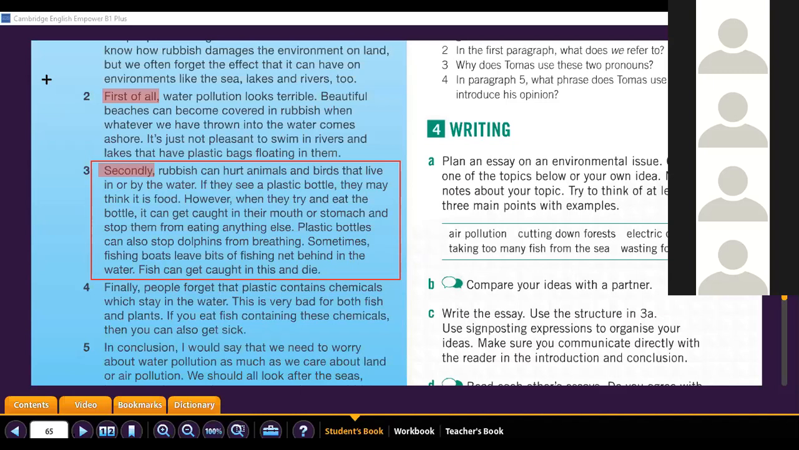Sometimes fishing boats leave bits of fishing net in the water. Fish can get caught in this and die.